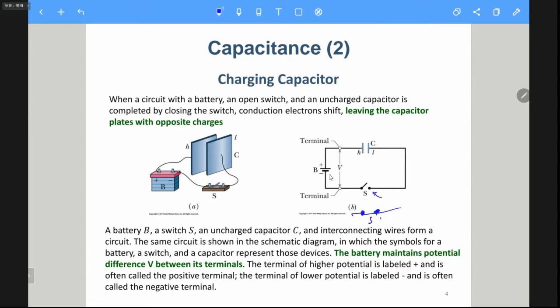Okay, so this is a circuit connecting the battery, capacitor, and the switch together. And of course, this is a wire. And yeah, the battery maintains a potential difference V between its terminals. So suppose this V doesn't change. The terminal of high potential is labeled positive, and it's often called the positive terminal. And the terminal of the lower potential is labeled negative.